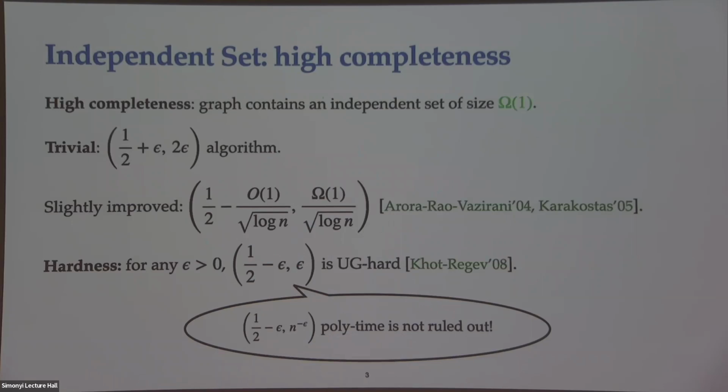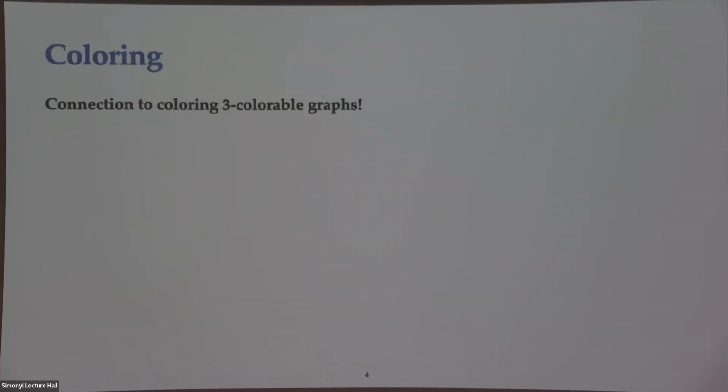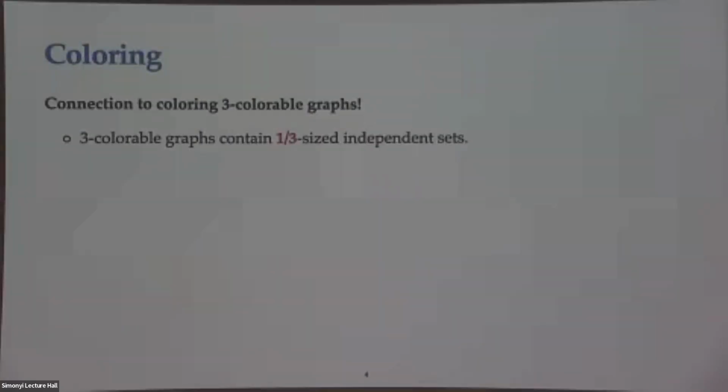So at this point, you might be asking, why do people study the high completeness case? It turns out that is because of a strong connection to coloring 3 colorable graphs. Note that any 3 colorable graph contains a 1/3 size independent set. This is just because each color class forms an independent set. So the graph is partitioned into 3 of these independent sets. One of them must be at least 1/3 size.